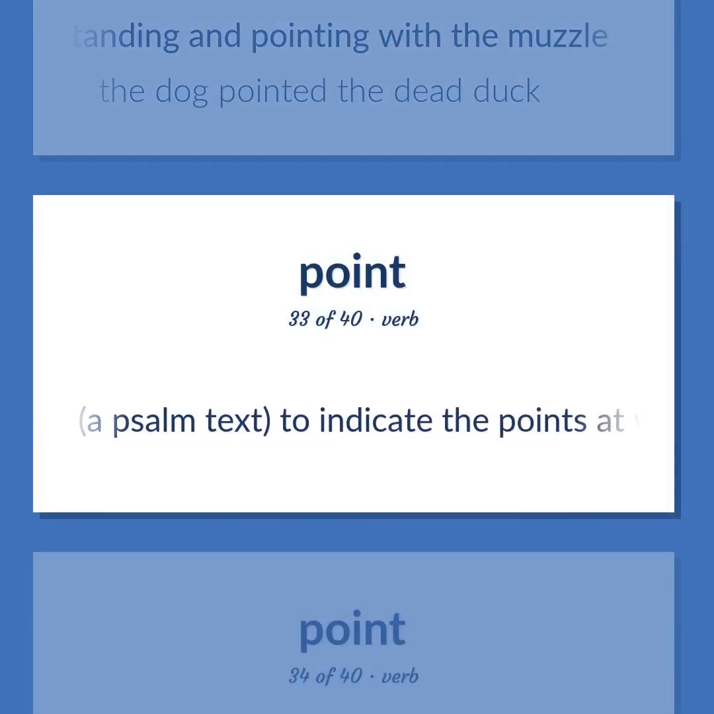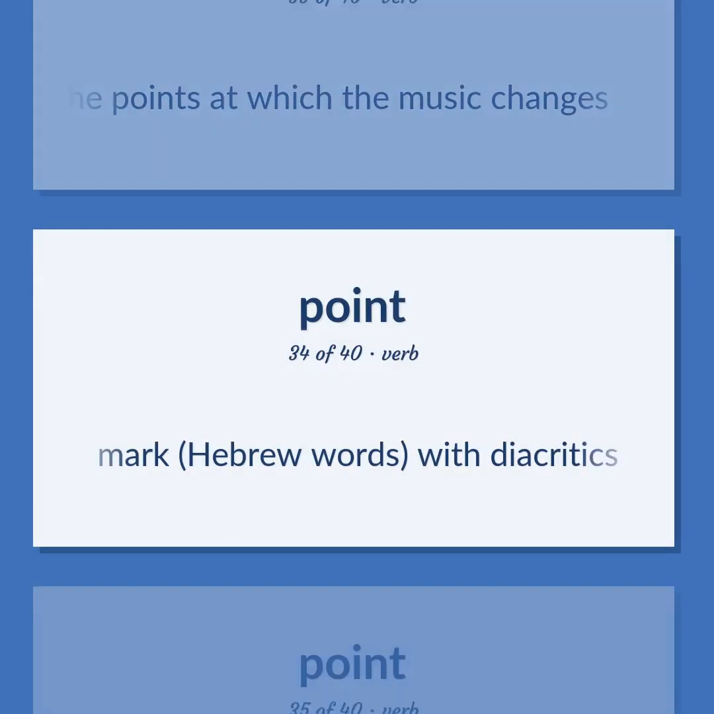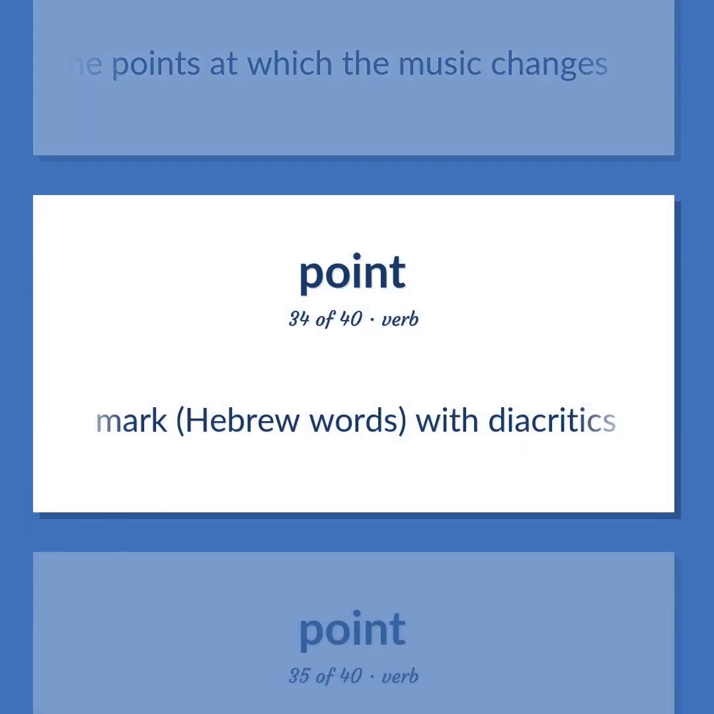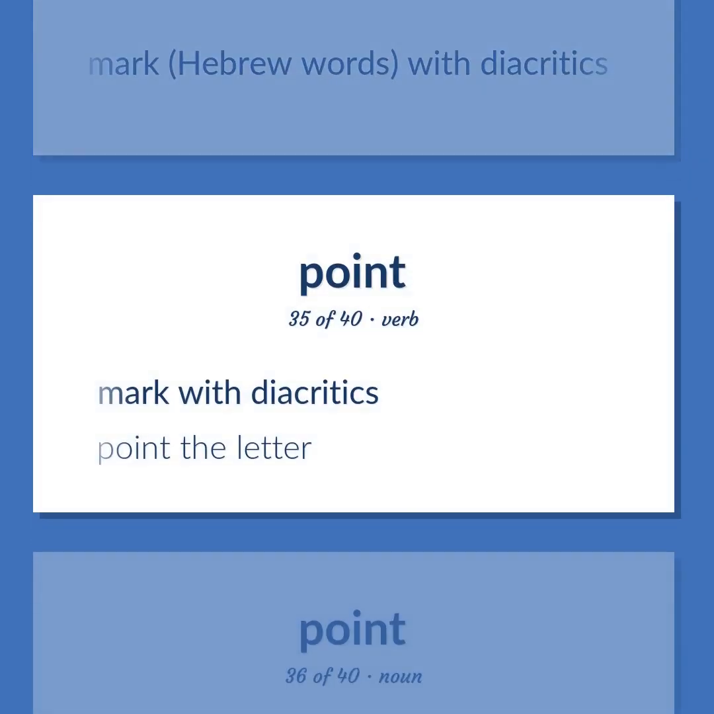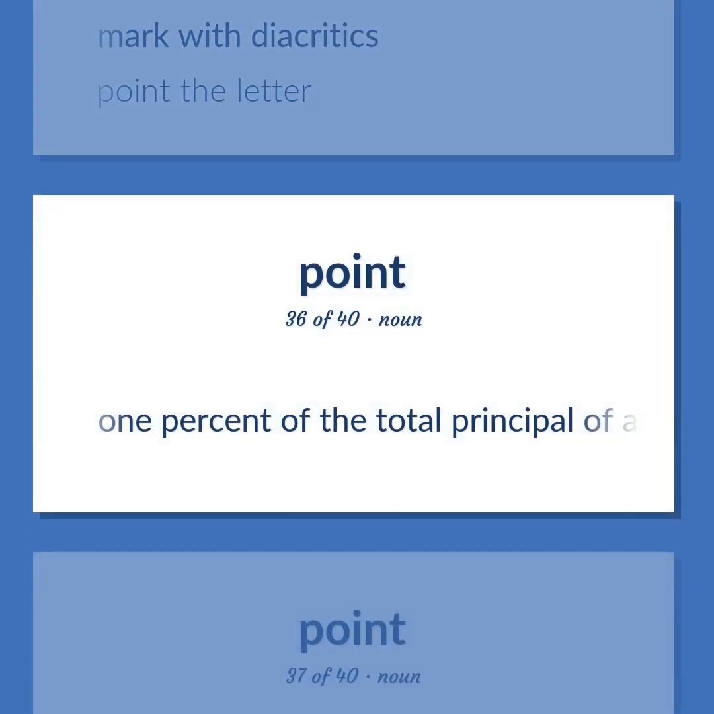Mark a psalm text, to indicate the points at which the music changes. Mark Hebrew words with diacritics. Mark with diacritics. Point the letter. 1% of the total principal of a loan. It is paid at the time the loan is made and is independent of the interest on the loan.